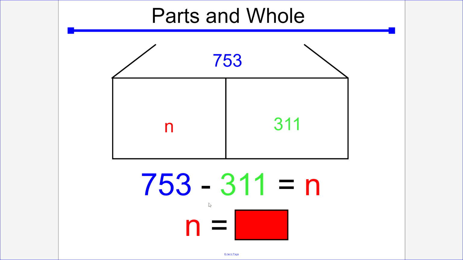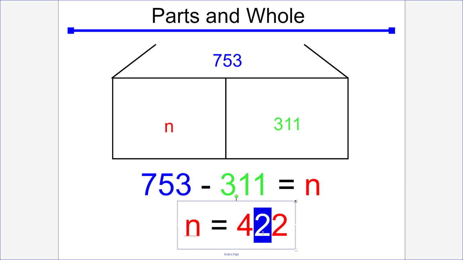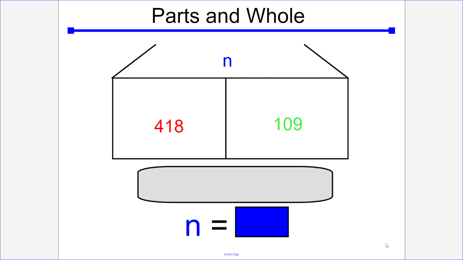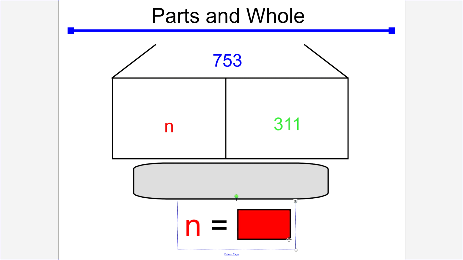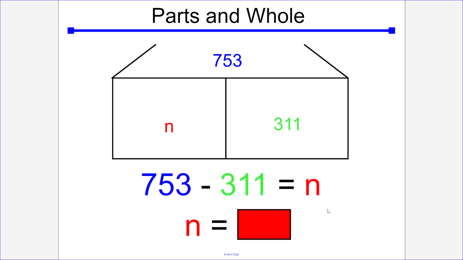Yes, when you subtract 753 minus 311, it equals 442. So n equals 442.